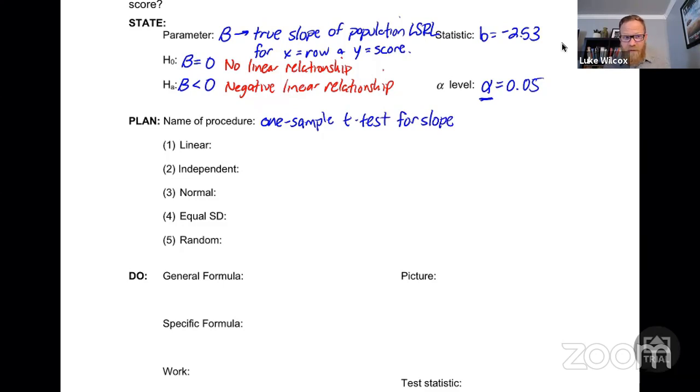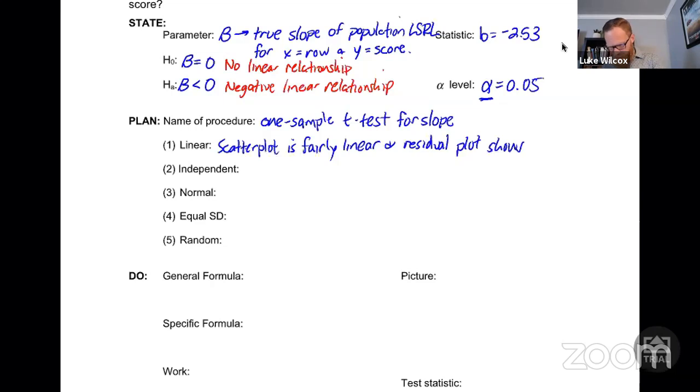Okay, I think we're pretty good with these conditions here. So let's just move pretty quickly through this. For the linear condition, we're going to say that the scatter plot is fairly linear. And I'm going to provide a second justification, which is based on the residual plot. Remember, the residual plot had the even scatter above and below with no clear pattern. So I'm going to say, and the residual plot shows no clear pattern.